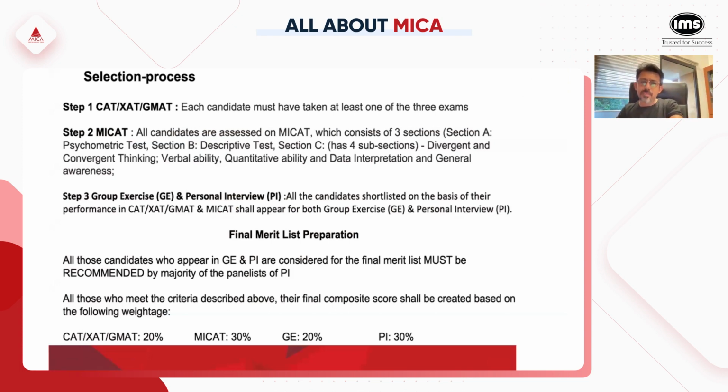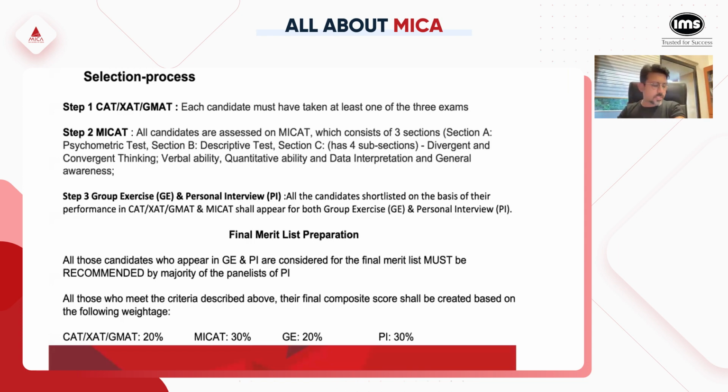As the first eligibility, step one, each candidate must have taken at least one of the three exams: CAT, XAT, or GMAT. So that's important, that apart from taking MICAT as an entrance exam, every candidate should have appeared for any one of these. If you've appeared for more than one of these, we'll probably take the best scores available. But CAT, XAT, or GMAT is an important eligibility. And then we come to MICAT. MICAT 1 is on 2nd of December, and MICAT 2 is on 27th of January 2024.